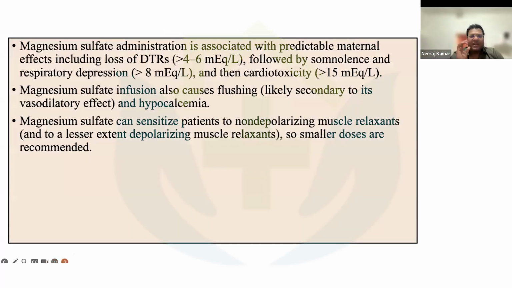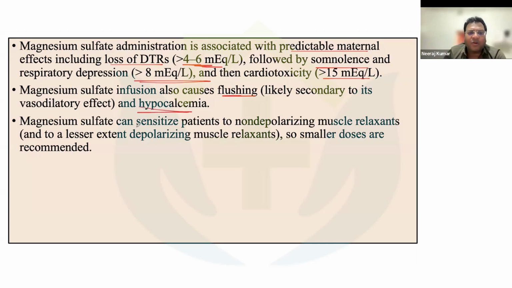Now you see why. If you administer magnesium sulfate, there are predictable maternal effects. Loss of DTRs happens at 4 to 6 milliequivalents per liter of magnesium level, which is followed by somnolence and respiratory depression. At 8 milliequivalents, the respiratory depression will be there, and at 50 milliequivalents, the cardiotoxicity will be there. Magnesium sulfate also causes flushing because of vasodilatory effects, and hypocalcemia as well.